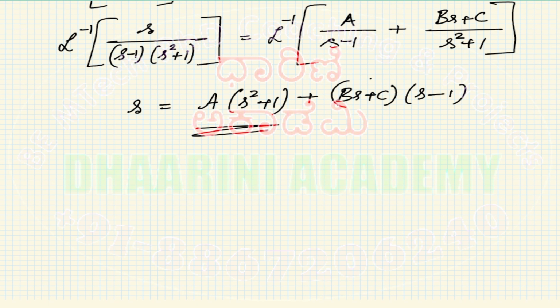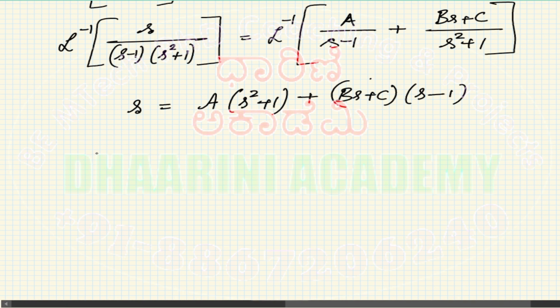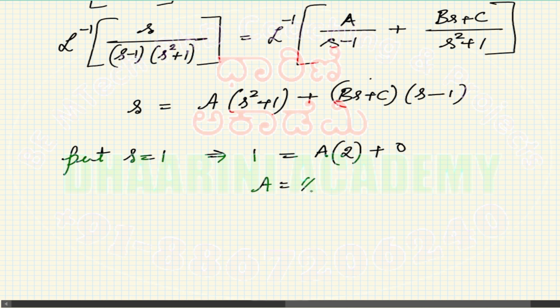I can find what A is, right? So put s equal to 1. This implies left hand side is 1 equal to A into, this is 1 plus 1, 2, plus 0, right? See, A is equal to half. You got it.